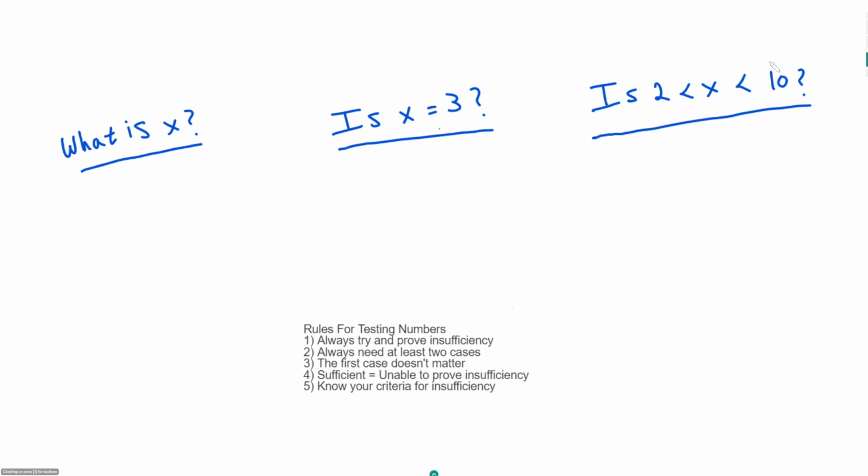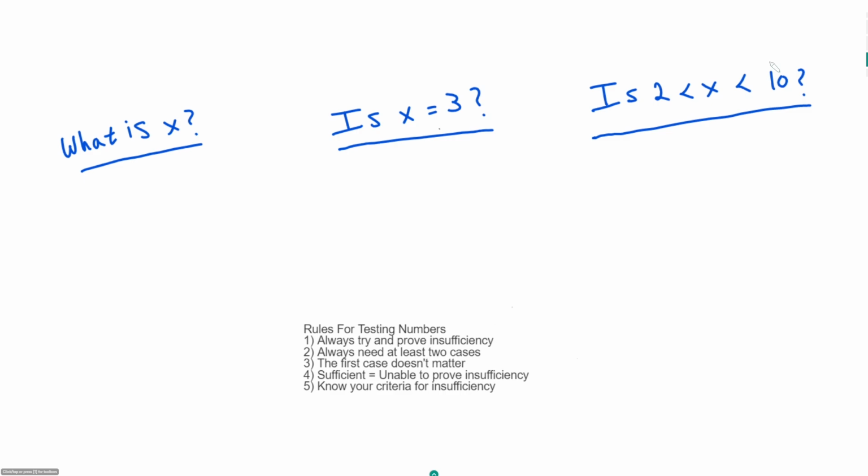So in order to get comfortable testing numbers, you just want to have a framework for doing it so that you can do it in a very deliberate and a very organized way. So this is the framework that I use when I am testing numbers. And again, this is mostly true for data sufficiency. So you can use this framework really for any data sufficiency question, not just absolute value ones.